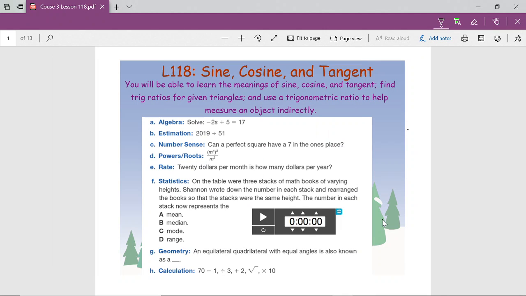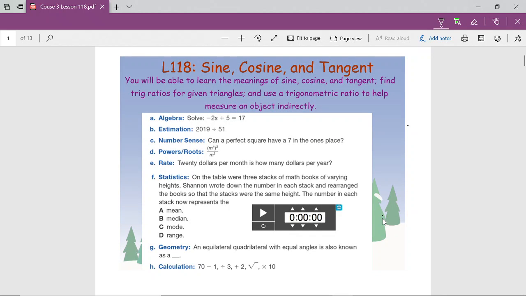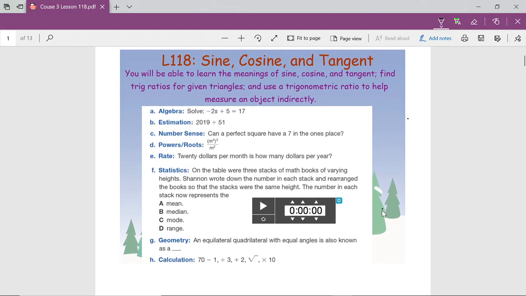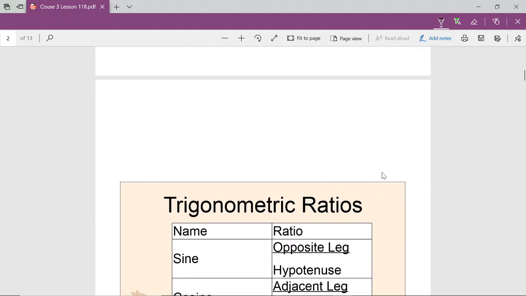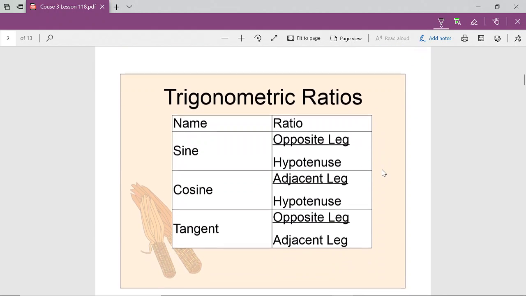Course 3, Lesson 118. We are looking at some trigonometric ratios called sine, cosine, and tangent. We've looked at the different ratios that we're going to do today in a previous lesson, based on the opposite and adjacent sides along with the hypotenuse of our triangles. So first of all, let's just talk about these trig ratios.